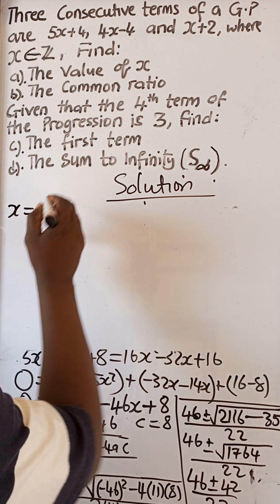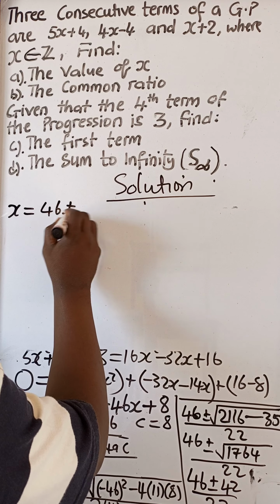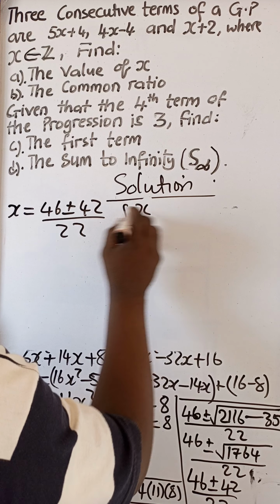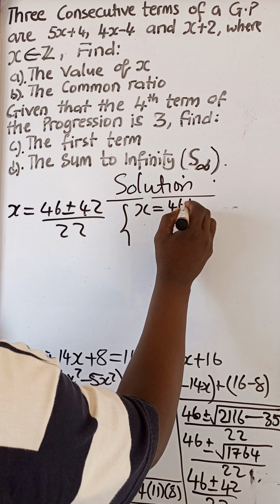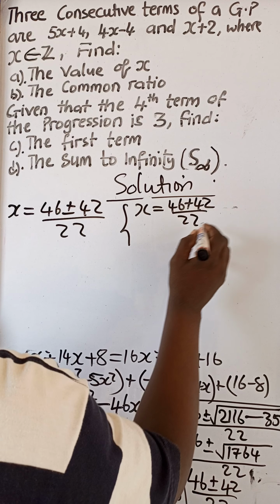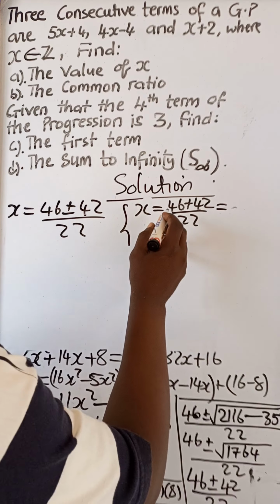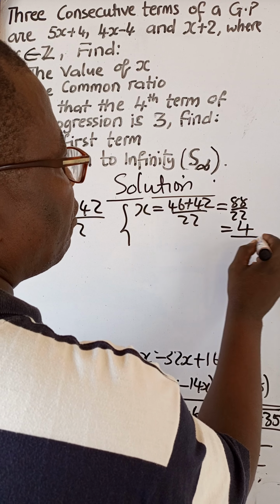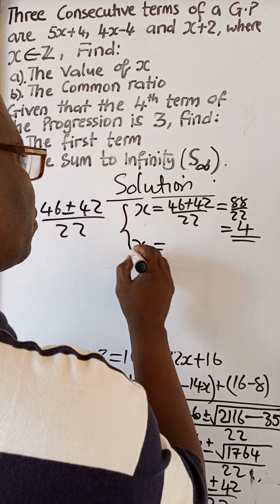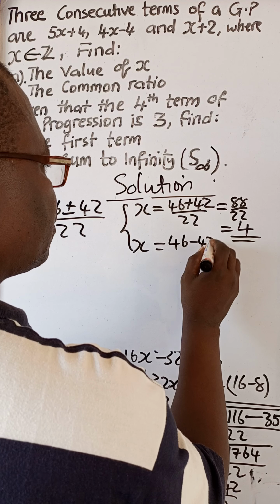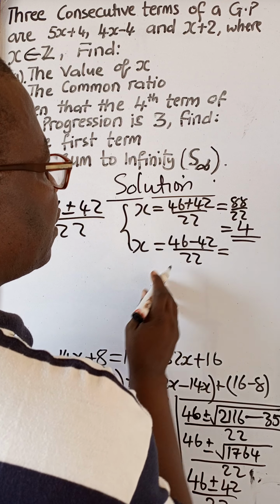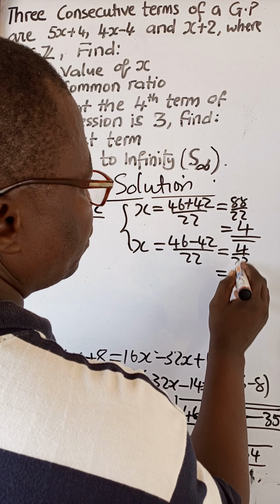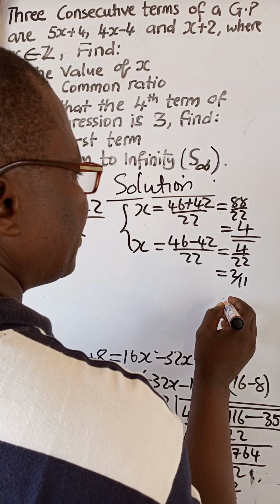So we have x equals 46 plus minus 42 all over 22. When we take the positive, x will be equal to 46 plus 42 all over 22. That should give us 88 all over 22, which is simply 4. Or x is equal to 46 minus 42 all over 22. 46 minus 42 is 4, all over 22, which simplifies to 2 all over 11.